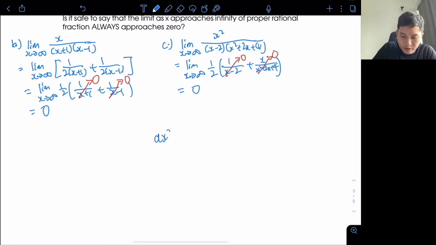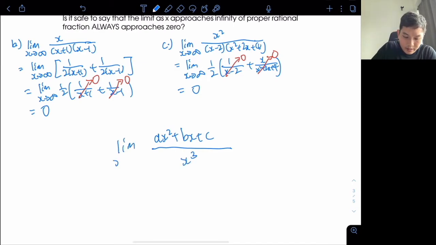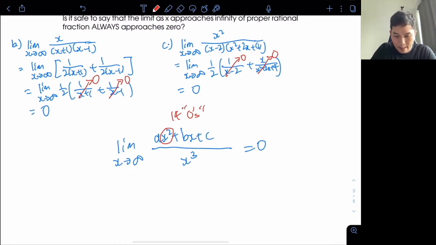Suppose we have a rational function, let's just look at a quadratic in the numerator over a cubic, for example. The limit of this expression as x approaches infinity is always going to be 0. And we've seen why that happens. If you substitute a huge value of x, for example 10 million, then your numerator will be somewhere around 10 million squared, which is 14 zeros. But let's not forget, in your denominator, you will have 10 million to the power of 3. That is 21 zeros.